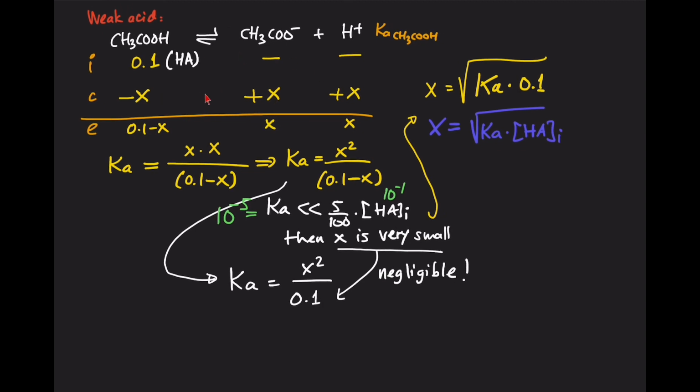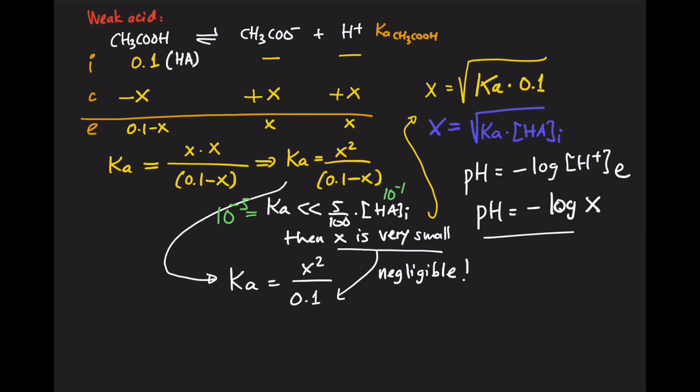So, now that we have determined the value of X, we can take a look at our ICE table again. And X is actually the concentration of H plus at equilibrium. And we know that pH is minus log H plus. So pH is minus log of the H plus at equilibrium. Okay? So pH in this case will easily be minus log X. And this is how you find the pH of the weak acid.